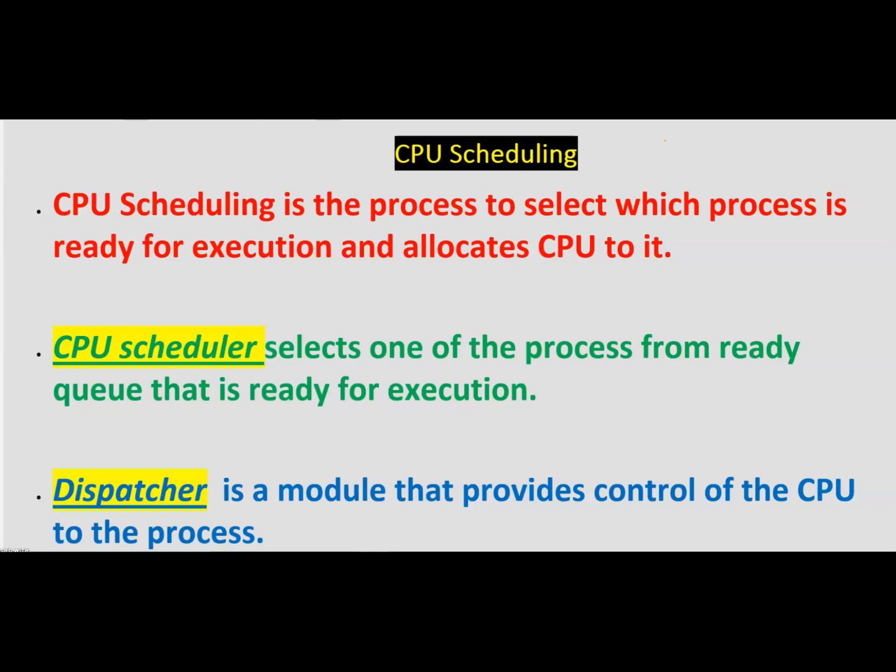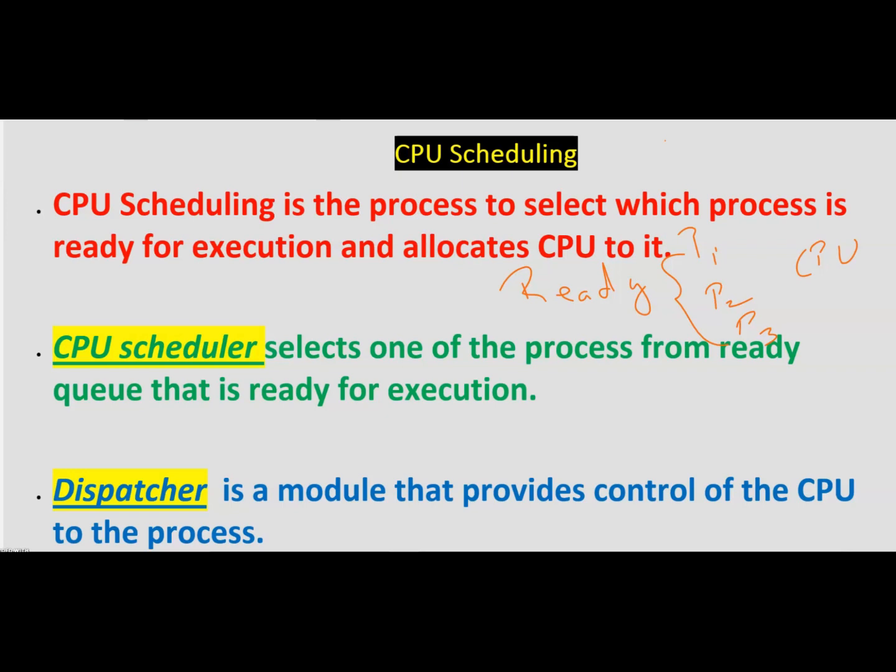So let us take one example now. Suppose we have two or three processes, and they are waiting for the allocation of the CPU. All these processes are waiting inside the ready queue. We have different types of ready queues, and this is one of them. Let us suppose that one of the processes has got the CPU allocation. This is how the allocation of CPU is done.